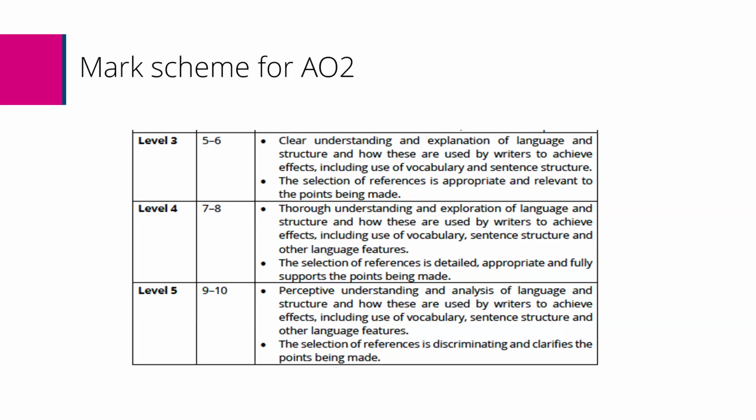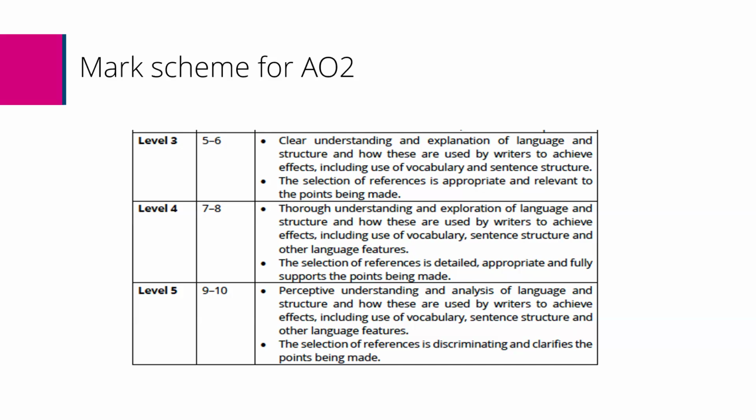We haven't put levels 1 and 2 on the slide because it would make it too busy for us to be able to read. But if we look at this, there are 2 bullet points in each level. The first bullet point is on the level of the analysis. In level 3, we've got clear understanding and explanations of language and structure and how they're used by the writer. So clear understanding and explanation. Then when we move up to level 4, we're looking at thorough understanding and exploration.